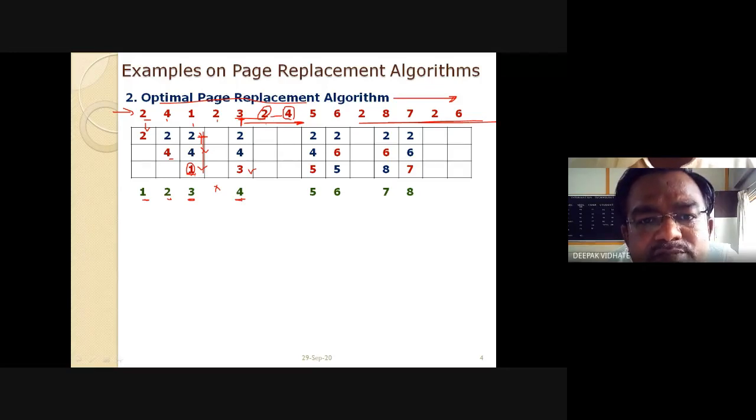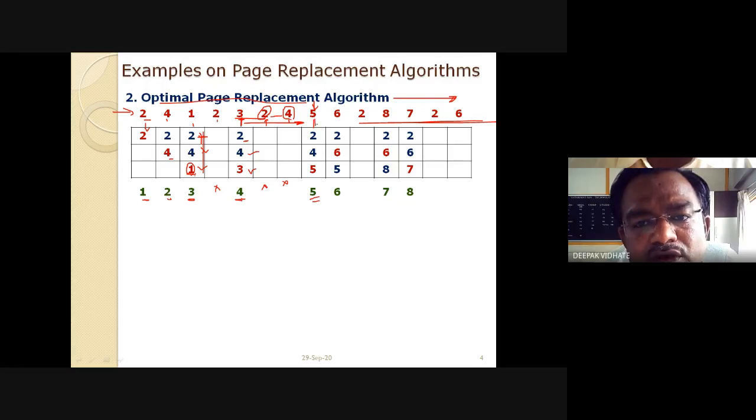Right? Now the next memory reference is made to 2, but 2 is already available in the memory. No question about the page fault. 4 is also available, so no page fault occurs for 4, right? Now 5, so 5 is not there. Page fault number 5 occurs for page 5 because it is not available.